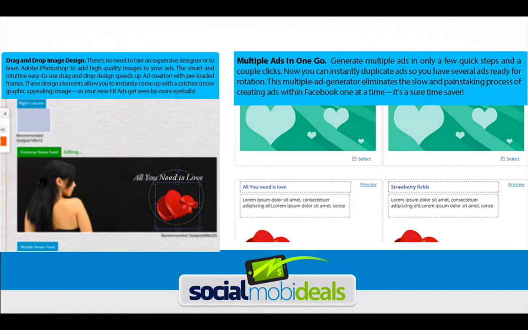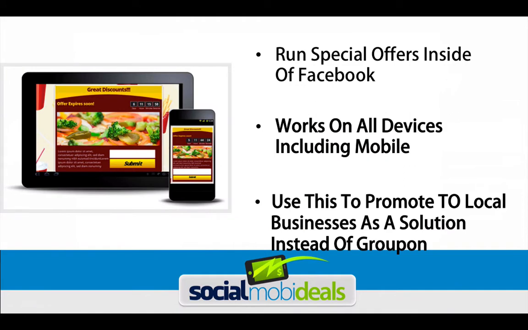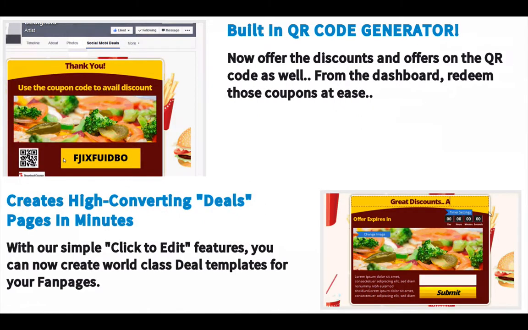It's going to help you create professional graphics for Facebook ads in seconds. Anyway, so what is Social Mobi Deals? It's a software that allows you to create compelling deal offers inside of Facebook using Facebook apps. These deal apps work on mobile and enable any business to generate a ton of leads and results through Facebook. You can also create timed pages that expire to increase scarcity and, well, sales. And it even has a QR code generator that's going to help you generate QR codes that you can use with businesses.